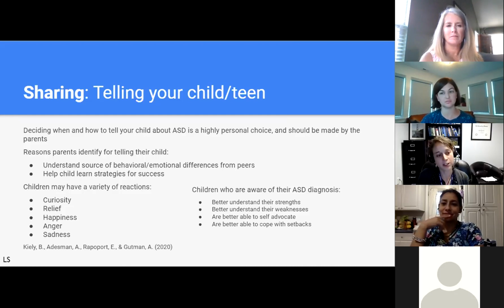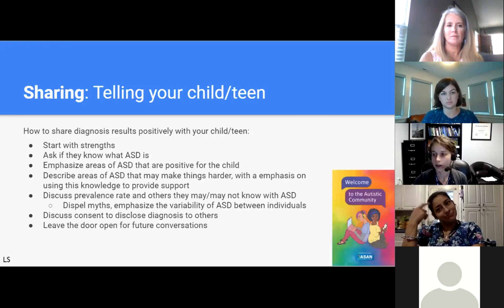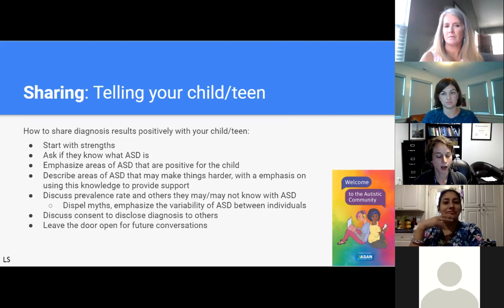But we also know that kids who are aware of their autism diagnosis are better able to understand their strengths, as well as areas of weakness, and can advocate for their needs more strongly and are better able to cope with setbacks. A lot of times families want to know, how should I tell my child or teen that they have autism?